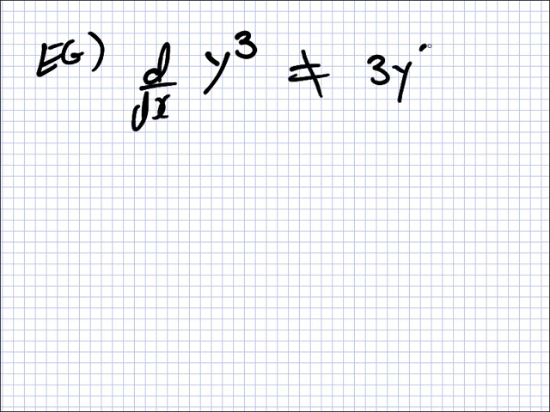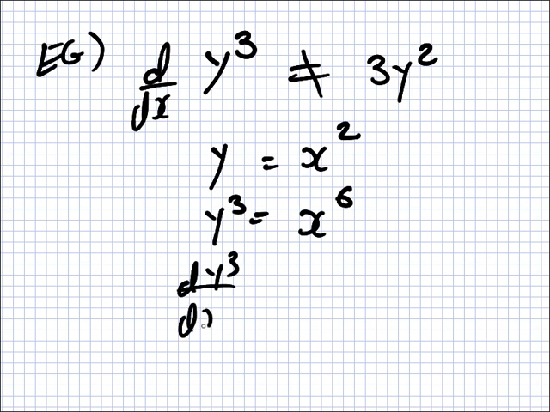I'll need to make it at least a little bit harder. So let's say I have y cubed, and I'm telling you that the derivative is not 3y squared. And the example is, we'll say y is equal to x squared. Okay, make it a little bit more than just y equals x. So if y equals x squared, what does y cubed equal? That would be x^6. And so the derivative of y cubed, that would be 6x^5.